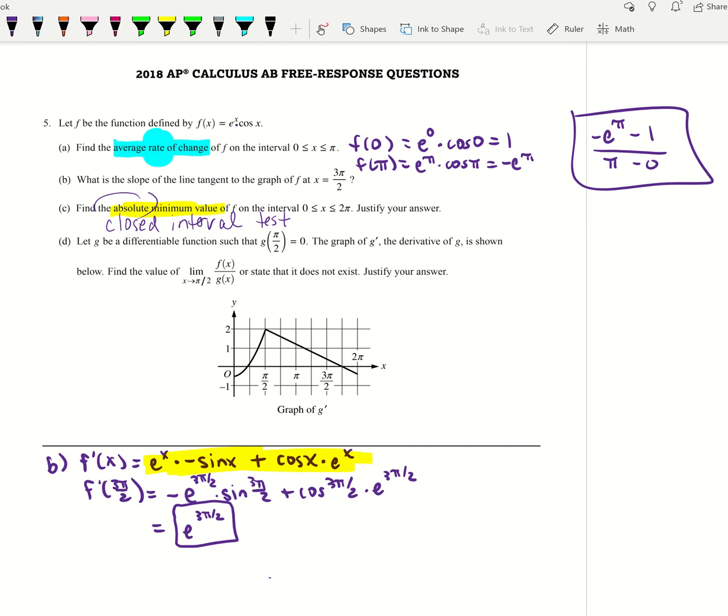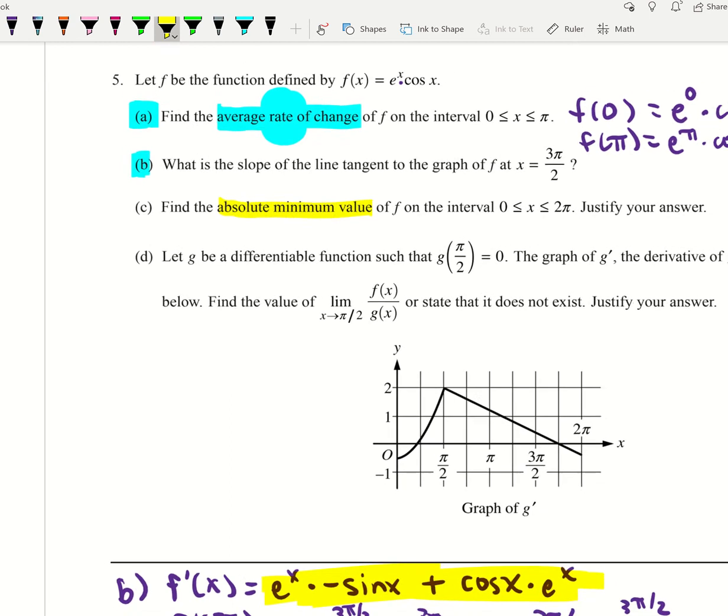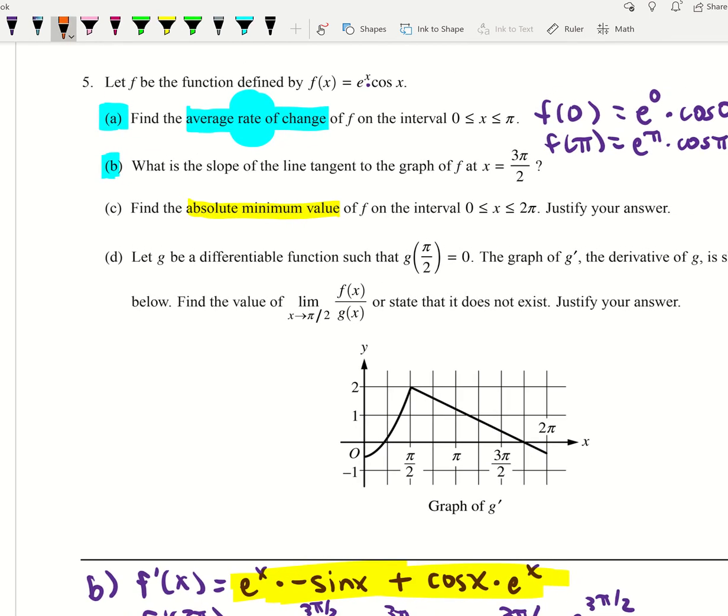I'm back working on 2018 FRQs. We're working on FRQ number 5. We already did part A and part B, so we're getting ready to start part C. Part C says find the absolute minimum value of f. Well, anytime we are finding an absolute extrema, you could use the closed interval test.